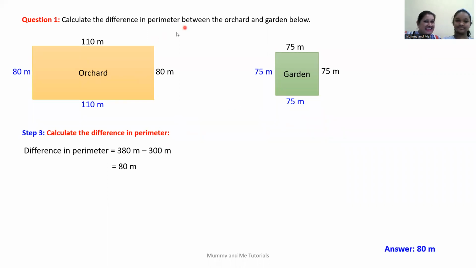And the question asks us to calculate the difference in perimeter, which we calculated. And did we answer the question? Yes. So the answer is 80 meters.